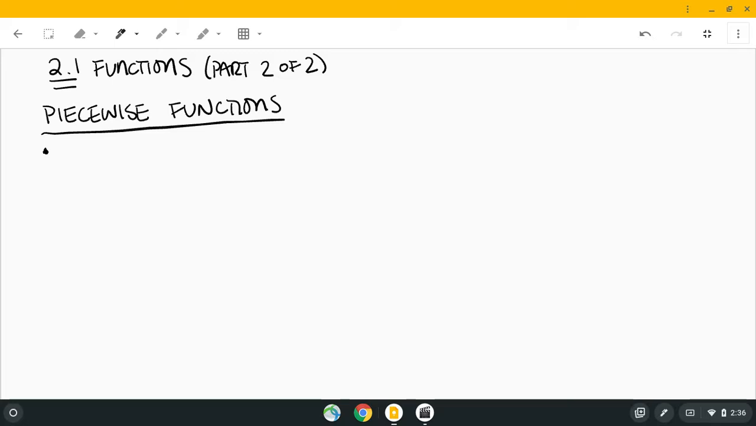So a piecewise function is a function defined by more than one expression.